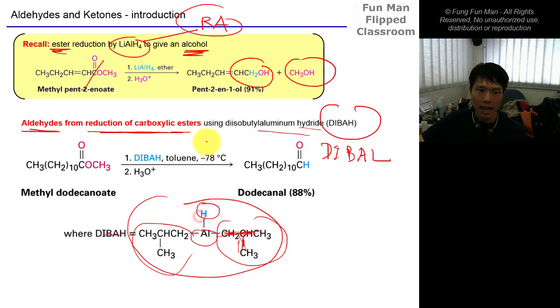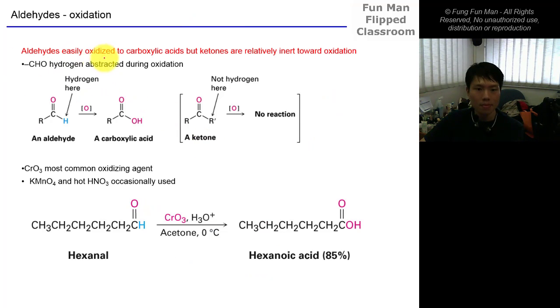Diisobutylaluminium hydride: very reactive, but milder than lithium aluminum hydride. Aldehydes can be oxidized easily into carboxylic acids, but ketones are inert to oxidation. You can't oxidize ketones at all. Very stable compounds. So for the aldehyde, oxygen from an oxidizing agent will insert between the C-H bond of the aldehyde group and you get the carboxylic acid. And for the ketone, there isn't any H at that bond site, so there's no reaction.